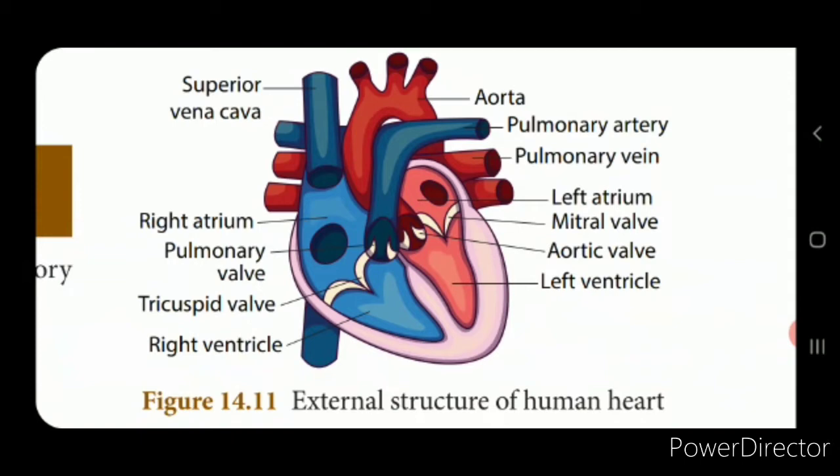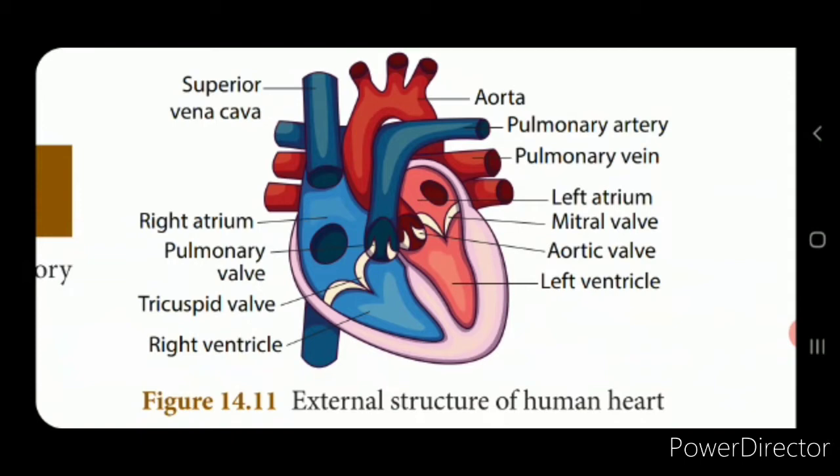Now if you see the left atrium, it is smaller than the right atrium because the right atrium receives the deoxygenated blood from the different parts of the body, and these bloods are received by the veins, main veins, that is called as the superior vena cava, inferior vena cava and coronary sinus.